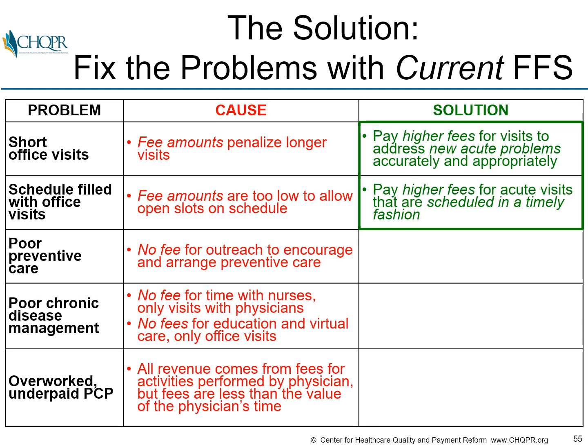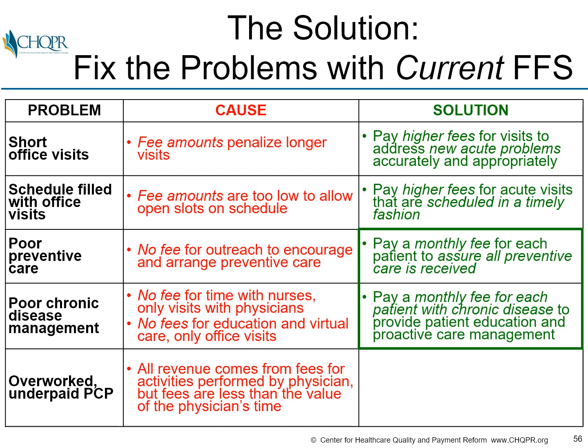So we don't have to throw out the entire fee-for-service payment system in order to improve primary care, but we do need to fix the problems with the current version of fee-for-service. For example, we need to pay more for visits with primary care physicians to address new acute problems, so the physician has time to properly diagnose the condition and prescribe appropriate treatment.